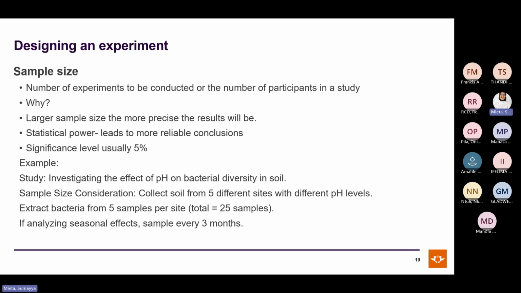And it also influences the statistical power, because remember, I touched on this and I said, we normally look at the probability and the significance level of normally a 95% confidence interval, okay? We are 95% certain that the results that we have found did not happen by chance. They have some sort of significance, okay? And this statistical power leads to more reliable conclusions.